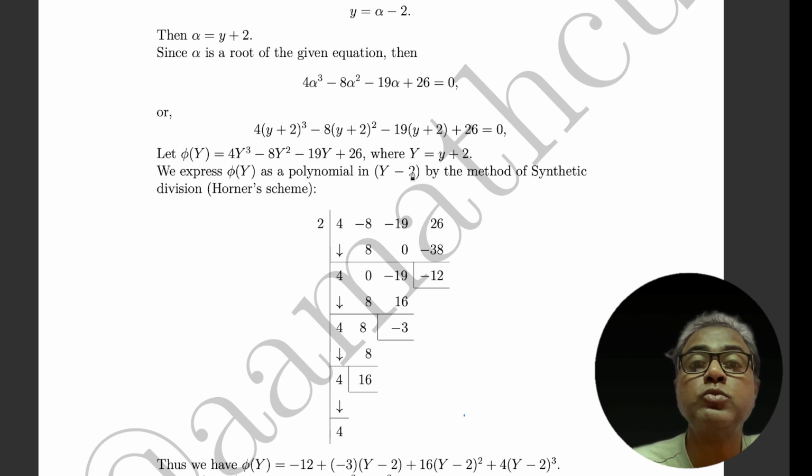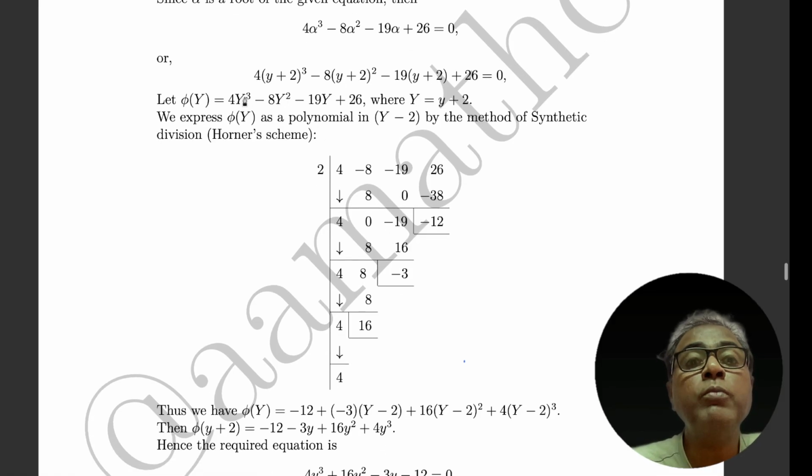But here y minus 2, so we put here 2. Now, the first coefficient of y cube, this 4, just bring it down by an arrow. And 4 into 2 is 8, so put here 8. 8 minus 8 is 0. Sum this, 0. 0 into 2 is 0. Put here 0. Now minus 19 plus 0 is minus 19. 2 into minus 19 is minus 38 here. And 26 minus 38 is minus 12.